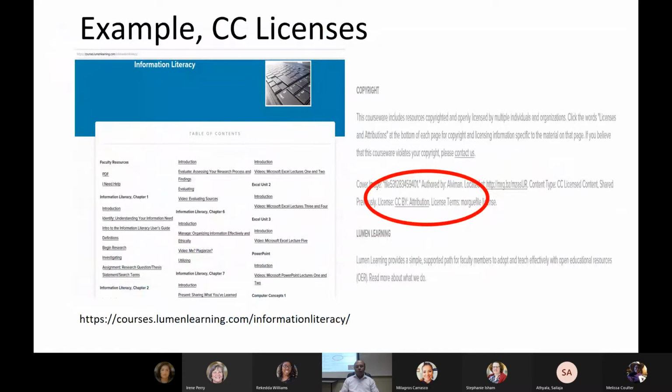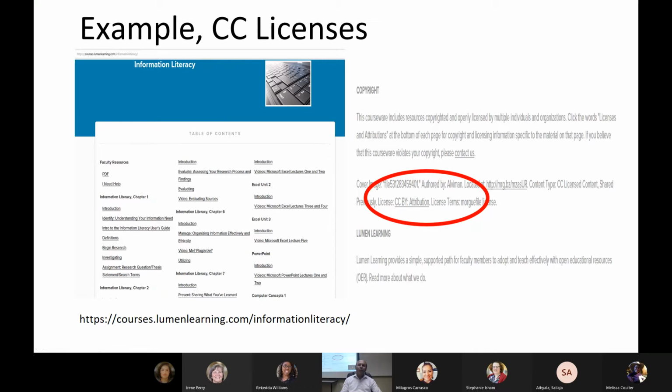This is a courseware from Lumen Learning. Lumen Learning has open educational resources, and they have a repository with courseware, textbooks, and many other things they created, and anyone can use this material under the Creative Commons license. For example, this is the information literacy courseware. At the end, you can see the copyright section, and you can see the CC BY.